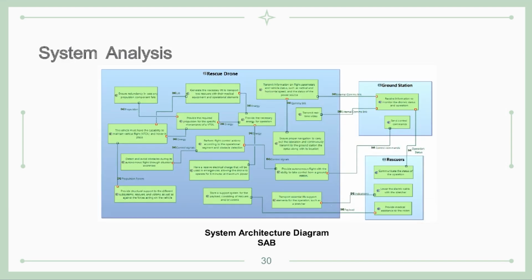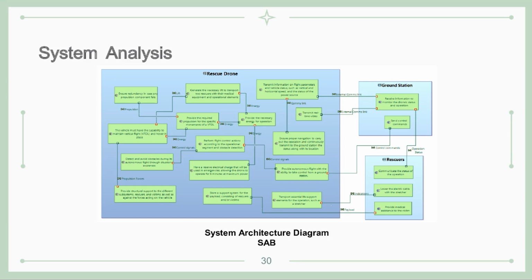Here we have the system architecture diagram or breakdown. This diagram is critical because it defines system functions and enables subsystem division. It helps establish interactions, analyze information flows, and identify potential design gaps, such as missing or incomplete functions.